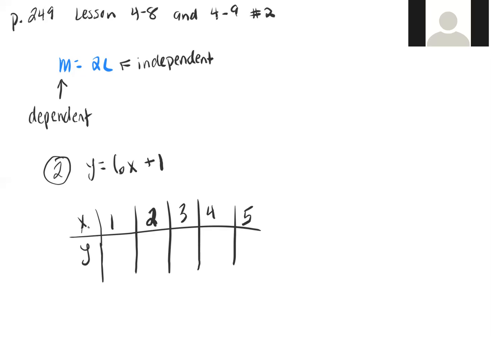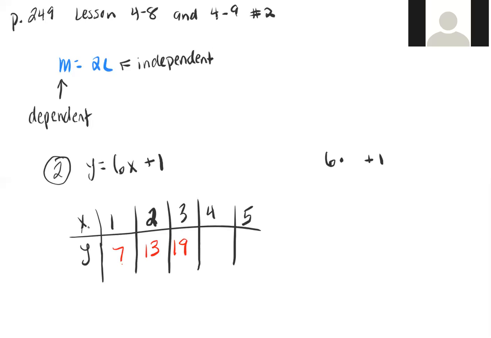Okay, so when x is 1, so 6 times 1 plus 1. Okay, well 6 times 1, that gets me 6, plus 1 is 7. Okay, let's change it now. So 6 times 2 plus 1, 6 times 2 is 12, plus 1 gets me 13. Okay, change that to 3. 6 times 3 is 18, plus 1 more gets me 19.